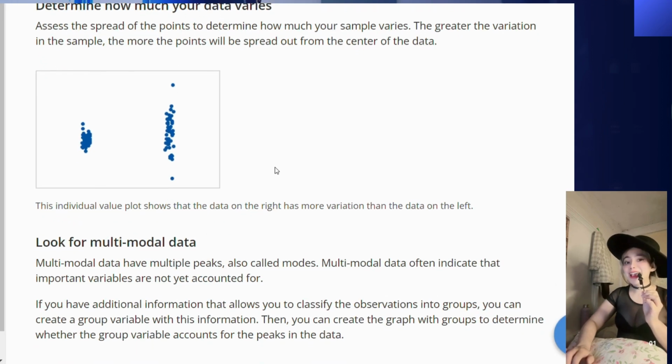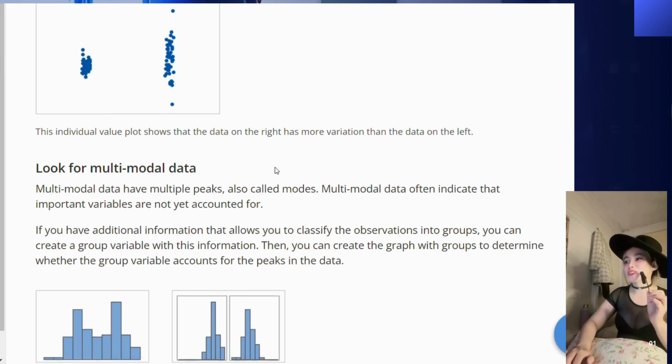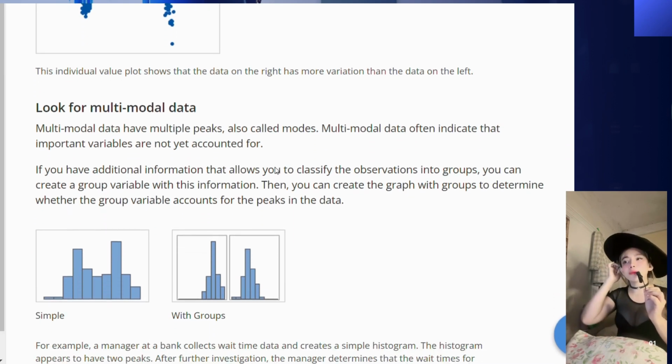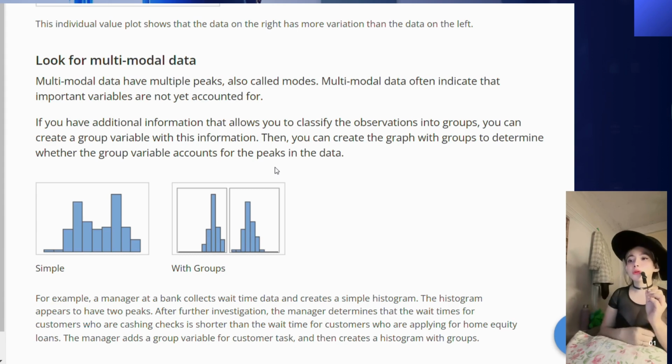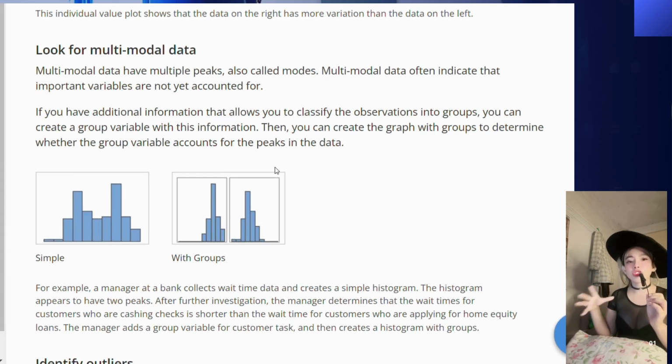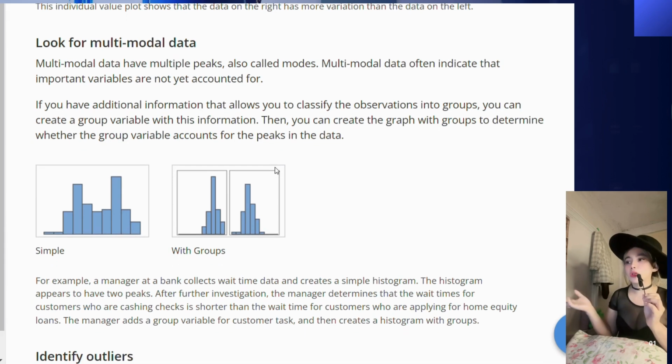Now, let's go ahead and look for multimodal data. So this will all tell you that there are multiple peaks, also called modes. So multimodal data often indicate that important variables are not yet accounted for. So if you have additional information that allows you to classify observations into two groups, for example, you can create a group variable with this information, and then you create a graph with groups to determine whether the group variable accounts for the peaks in the data. So this sample gives you the simple and with groups.